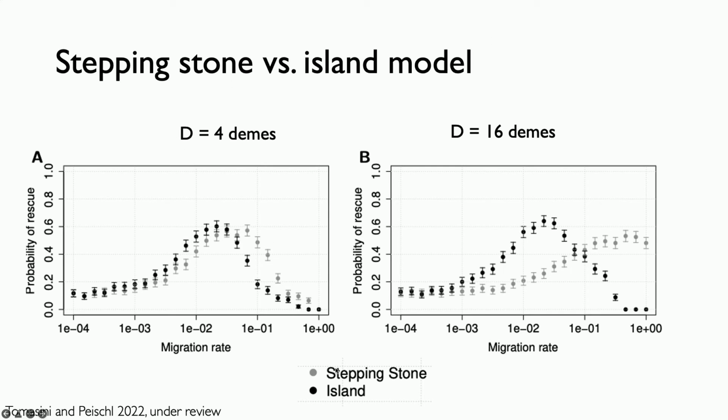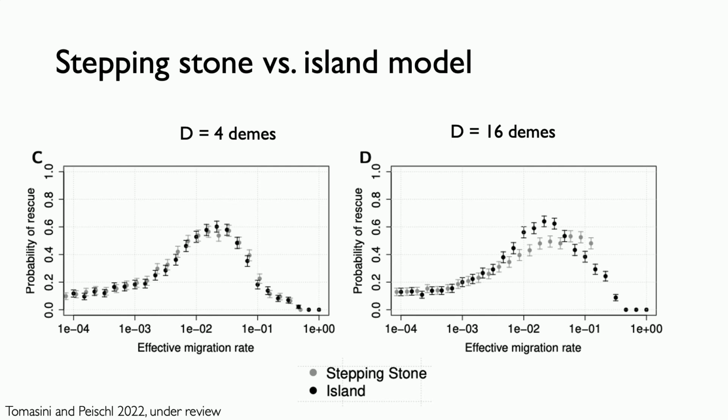So here's a comparison between the stepping stone and the island model. Stepping stone is in gray, island in black, for 4 or 16 demes. And what we see is that, well, qualitatively these images look very similar, except that we see a shift in the migration rate on the x-axis between these two, or a stretching of the x-axis. And there's a relatively straightforward explanation for this, because in a stepping stone model, gene flow is only occurring between neighboring demes, so the effective gene flow between the two habitats is very strongly reduced as compared to the island model. And if we very roughly account for this, then these lines become almost overlapping.